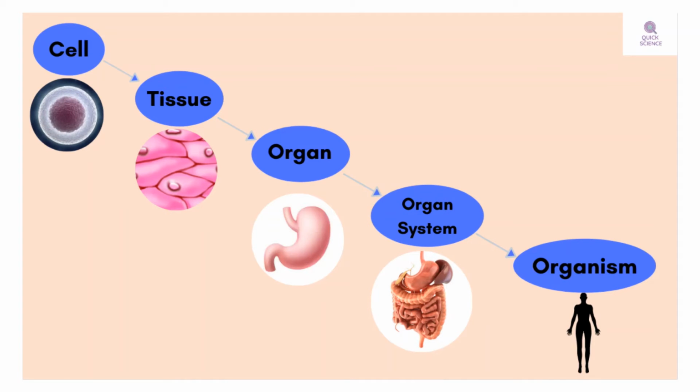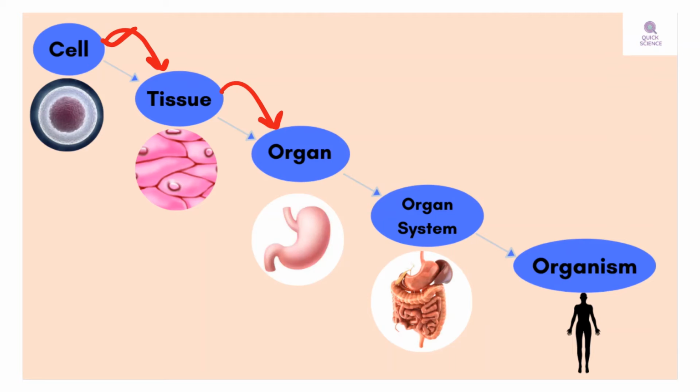Every living organism, however big or small they may be, is made up of cells. Cell is the basic structural and functional unit of life. Similar kinds of cells combine together to form tissues. For example, epithelial tissue, muscular tissue, glandular tissues, etc. And tissues aggregate to form organs. For example, here I have shown you stomach.